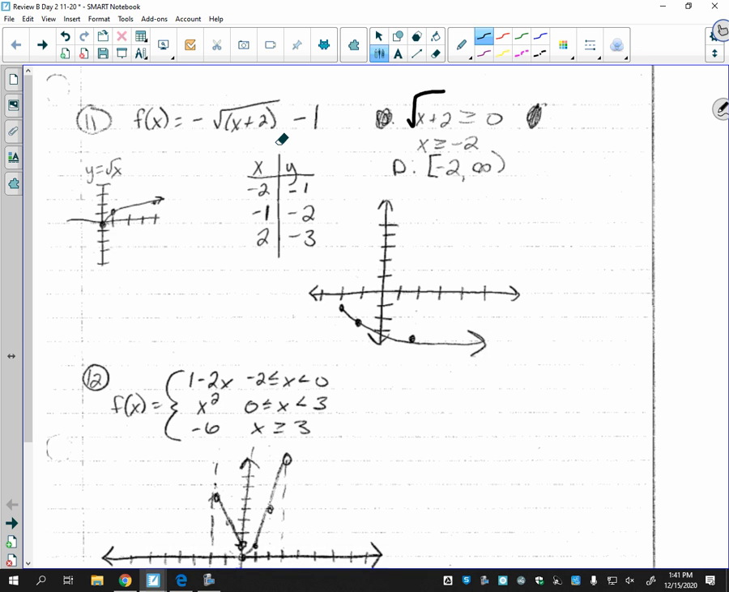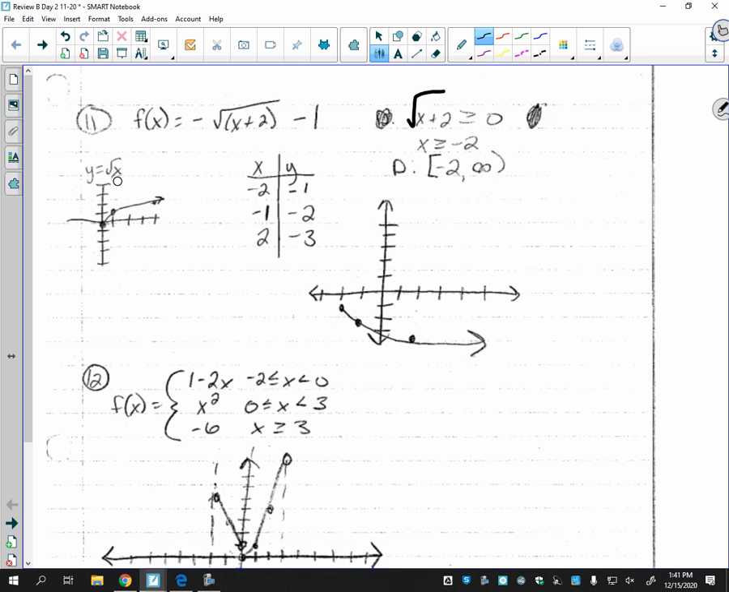Or a lot of times you get the domain by just looking at it. I'm just going to leave this, because you'd be like, oh, -2 is what makes that equal 0, right? And so that's why my domain is -2 to infinity. And then I kind of sketched over here to remind you what the square root graph looks like.